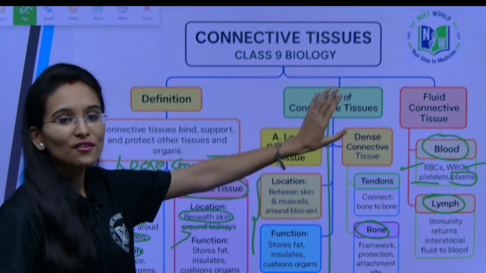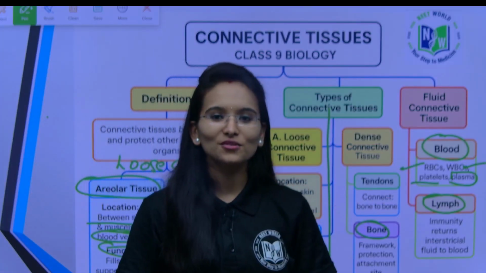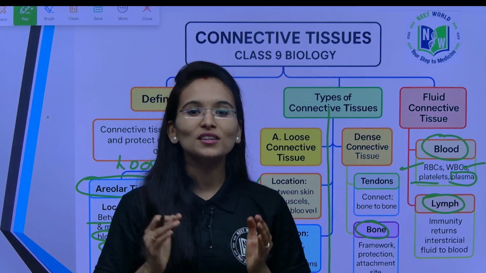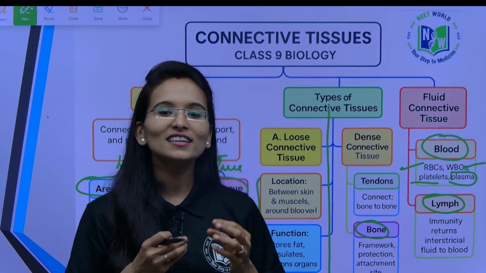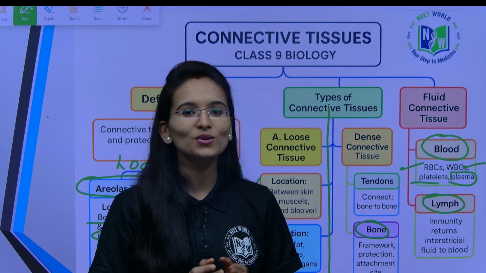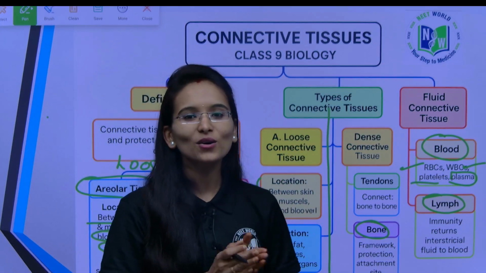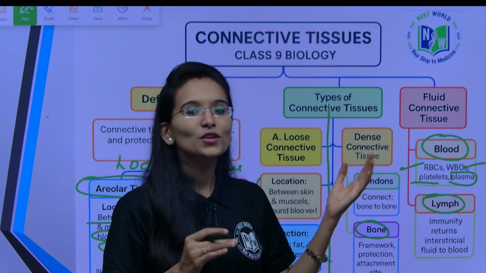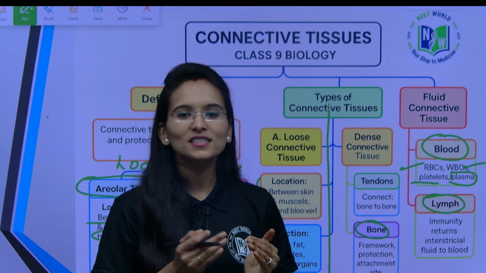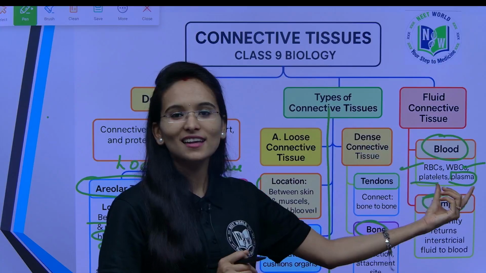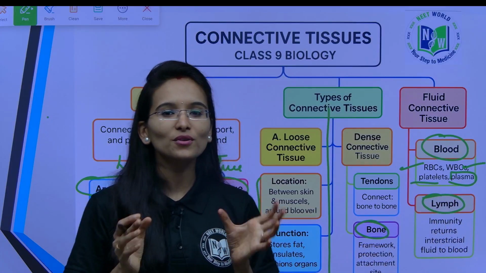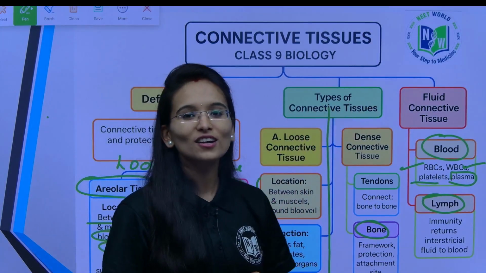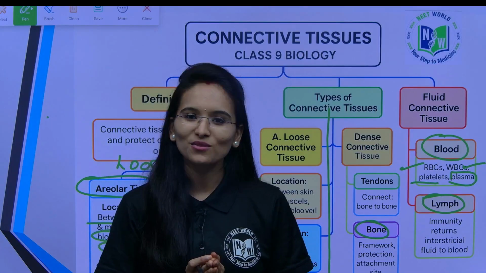Yes. So are you clear with this mind map? It is about the connective tissue, which is divided into loose connective tissue, dense connective tissue, and fluid connective tissue. The loose connective tissue includes areolar tissue and adipose tissue, and the dense connective tissue contains tendons, ligaments, cartilage, and bone. Coming to the fluid connective tissue, here you need to focus on the blood cells like RBCs, WBCs, platelets, and plasma. Next you need to have a short focus on the lymph also. So keeping all these concepts in mind, now let us look into some important NEET foundation questions. Yes.